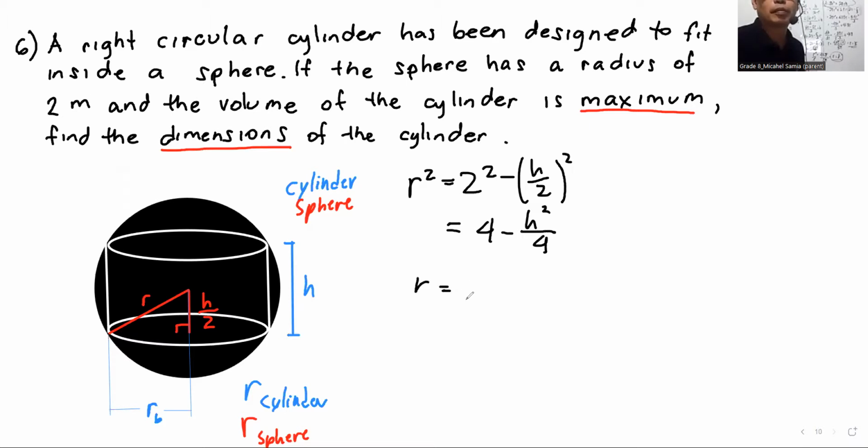Where did you get that one? R squared is equal to 2 squared minus. Okay, by PT, Josh, by Pythagorean theorem. You state them. By PT. Complete solution so that those who are trying to learn will be able to follow.